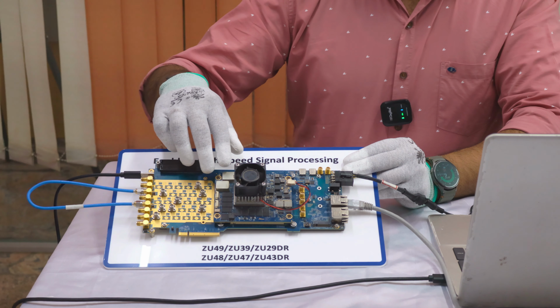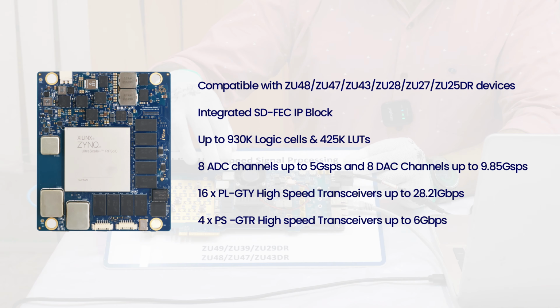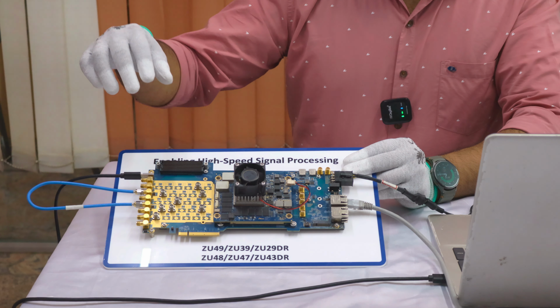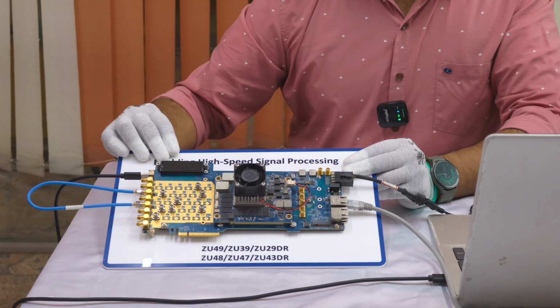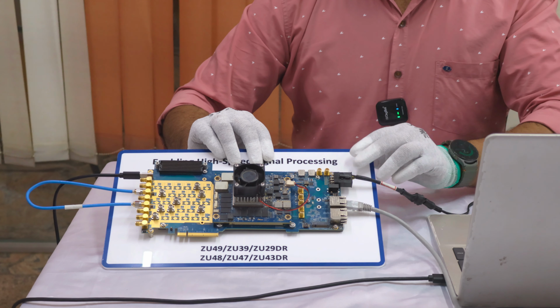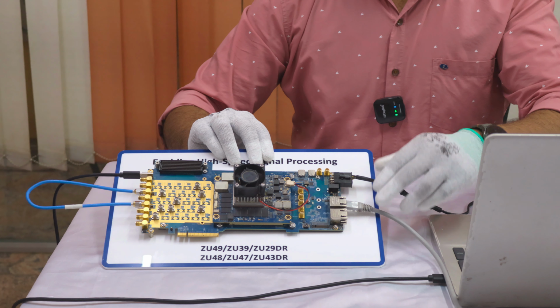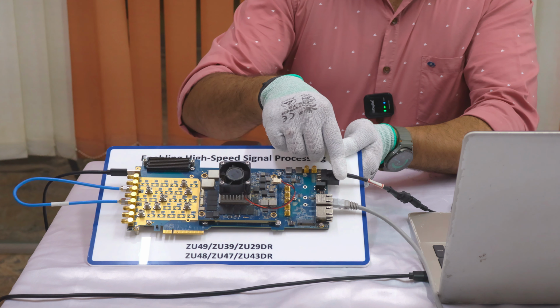Here we are using the ZU47TR SOM, which is mounted on the PCI carrier card. For the RF section, we have DACs and ADC connected in a loopback configuration. We also have two Ethernet ports, ETH0 and ETH1. For this demonstration, we are going to be using the ETH1 port. We also have the Type-C debug port and the power connector.